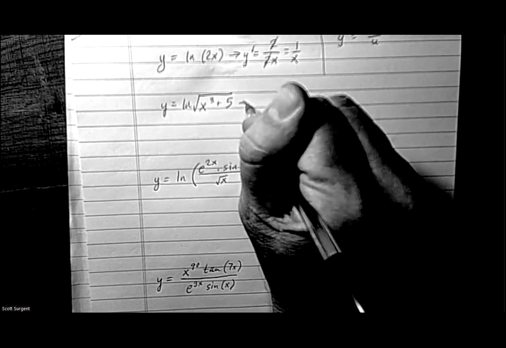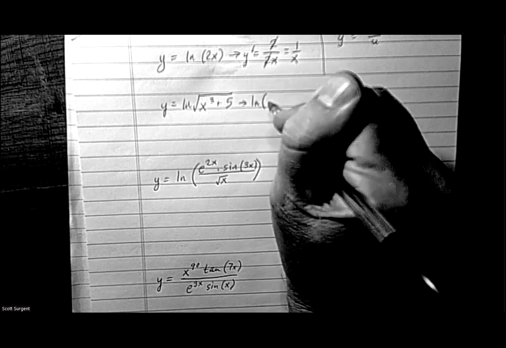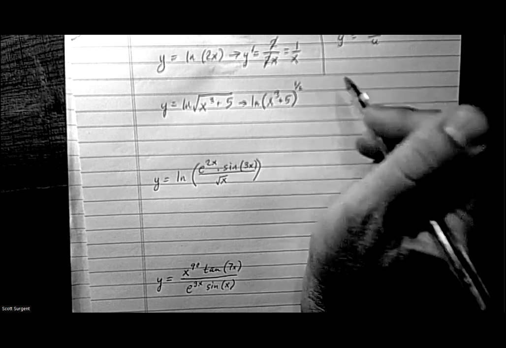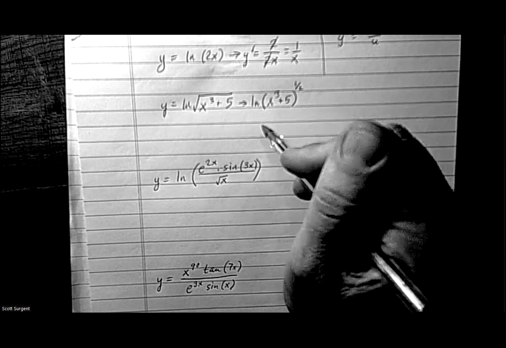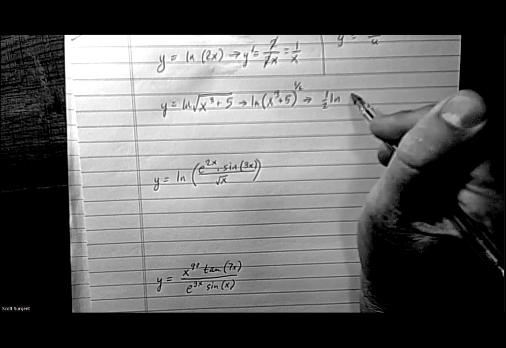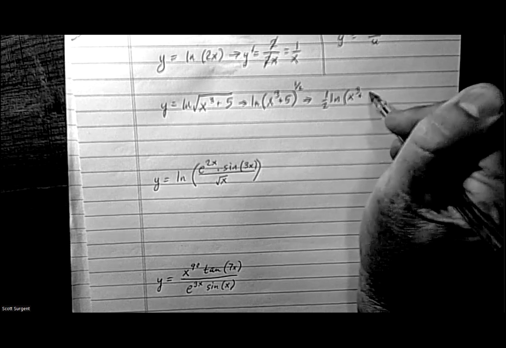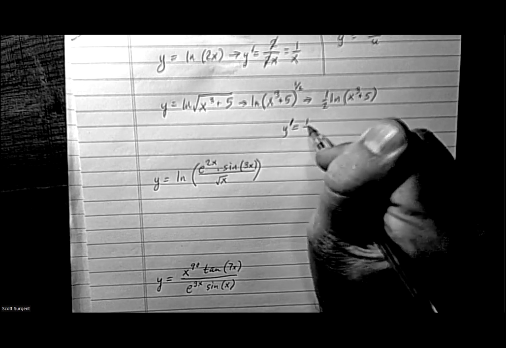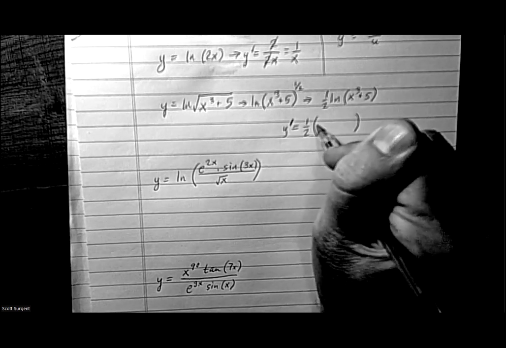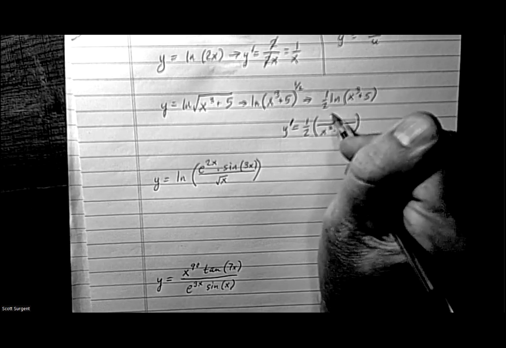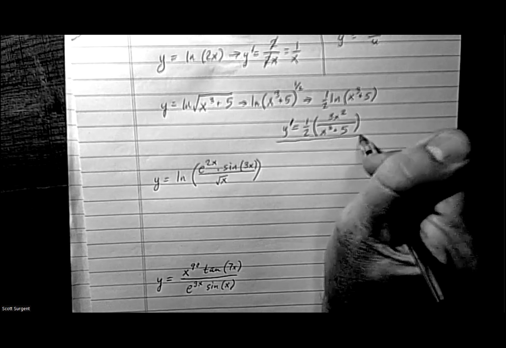In this case, I'm going to use a log property. I'm not going to take the derivative yet. The square root is the 1/2 power. And then I'm going to use the power property of logarithms where the 1/2 actually comes out in front. Now, this is not a derivative. This is actually a property of logarithms. Now I'll take the derivative. So the 1/2 now is in front. Put the argument x cubed plus 5 in the bottom. Put its derivative on top. You are done.